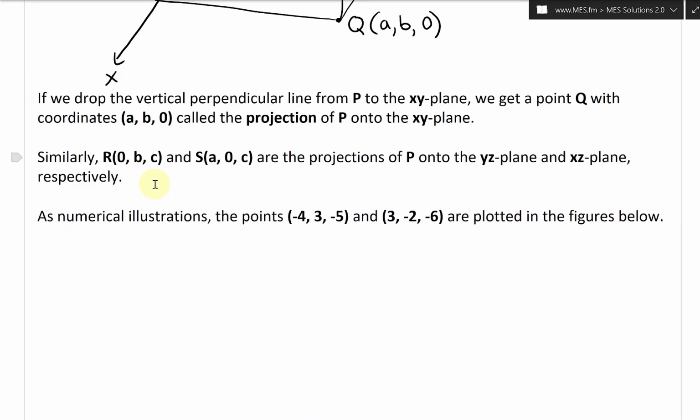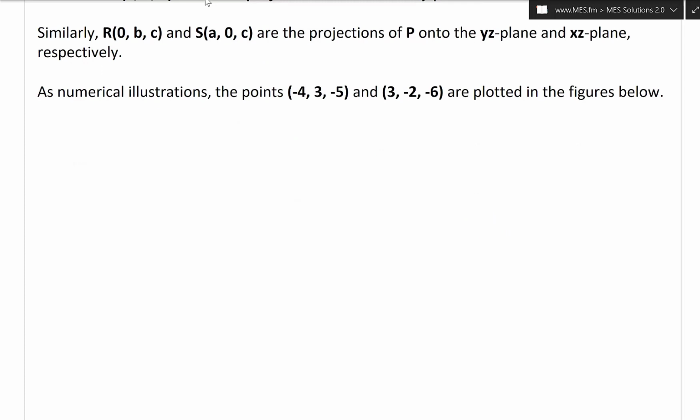All right, continuing further, as numerical illustrations, the points right here, -4, 3, -5, and 3, -2, -6 are plotted in the figures below. So let's plot that first point out first. Notice it's going to go -4, so we're going to go along the negative x-axis, then it's going to be +3, and then this is negative. So in other words, it's going to be below these axes. This is the Z.